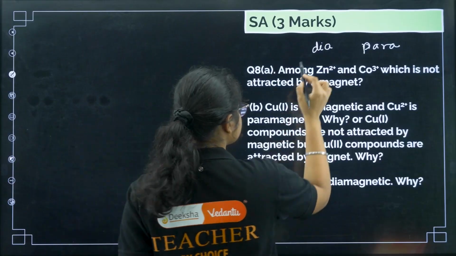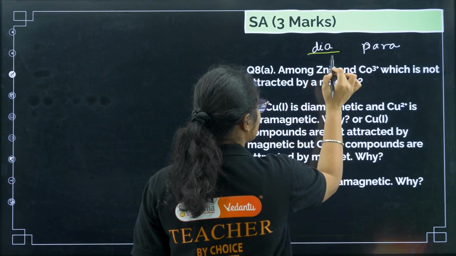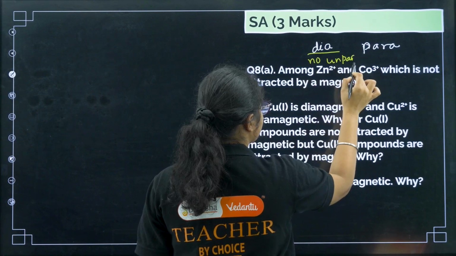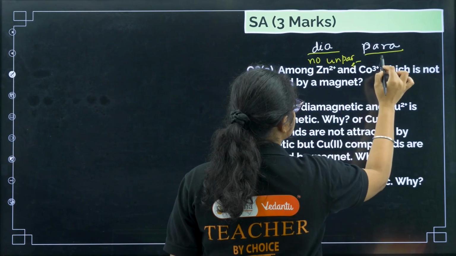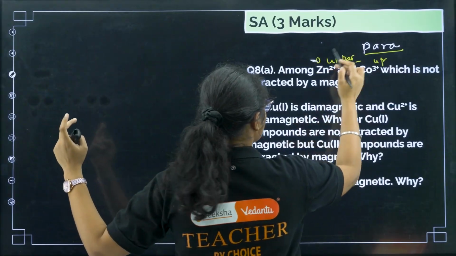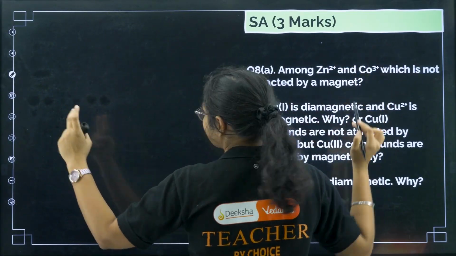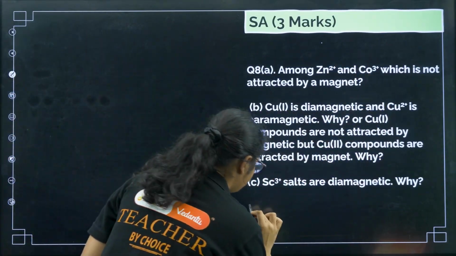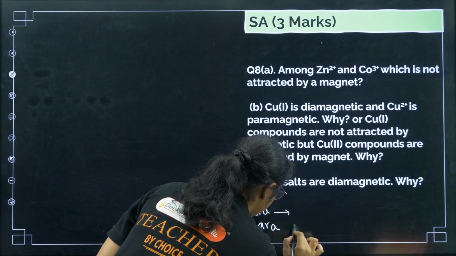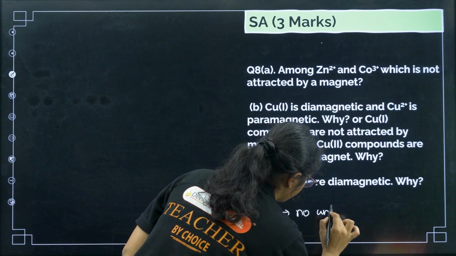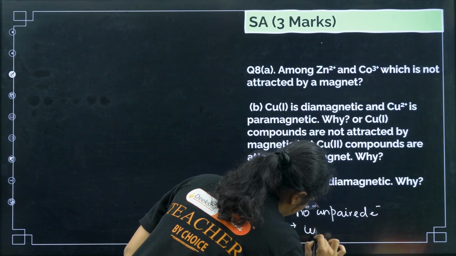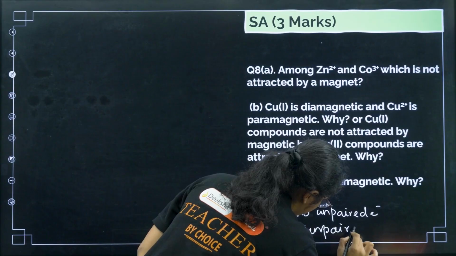So diamagnetic has no unpaired electron, whereas paramagnetic has unpaired electron. Let me write it nicely for you people. Okay, so we have two categories, diamagnetic and paramagnetic. So what is diamagnetic? No unpaired electrons, and here we have unpaired electrons.